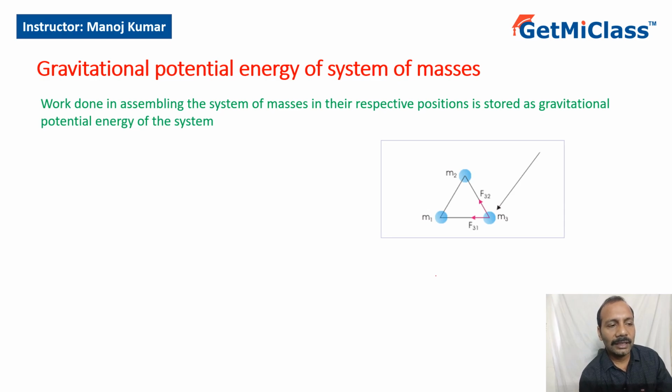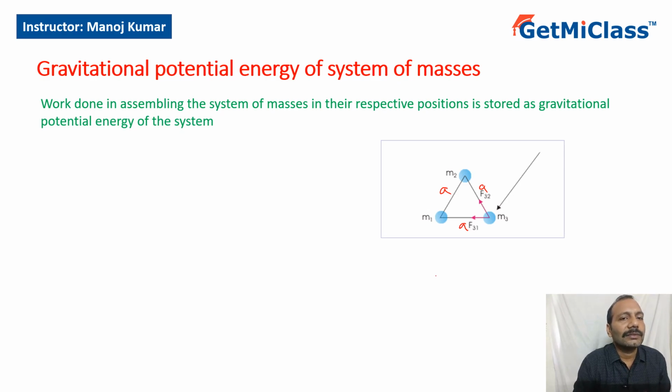Now let's look at the gravitational potential energy of a system of masses which are more than 2. Here, as an example, we are taking a multiple mass system. There are 3 masses, and let's say the separation between them is a. So 3 masses are placed on the vertices of an equilateral triangle. What is the potential energy of the system?